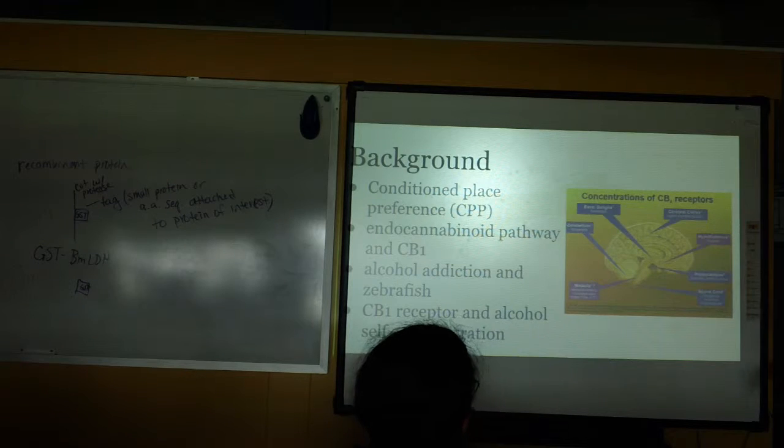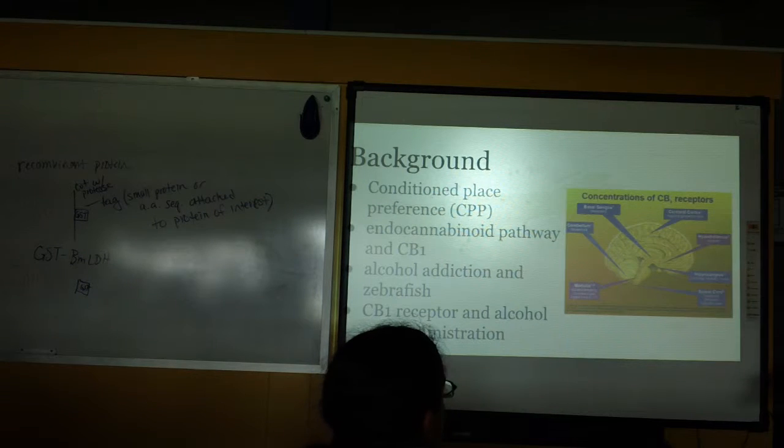Eventually they would learn that that part of the tank is associated with alcohol, and they go to that part of the tank thinking that they're going to get alcohol. So that's a really brief idea of what CPP is. It's basically conditioning an animal to have a preference for a certain place based on, in this case, alcohol.